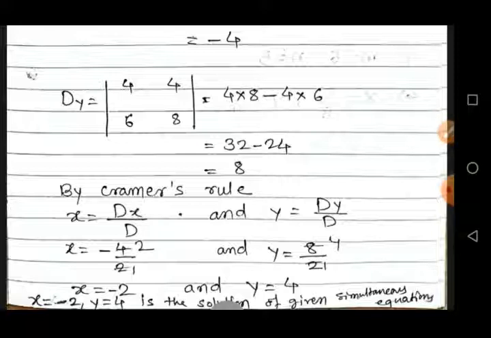At last, always write down the solution in words: x is equal to minus 2, y is equal to 4 is the solution of given simultaneous equations. If you want to check your answer, substitute these values in any one of these two given equations. If your value of LHS is equal to RHS, then you are right. In this way, we have to solve the simultaneous equations by Cramer's rule.